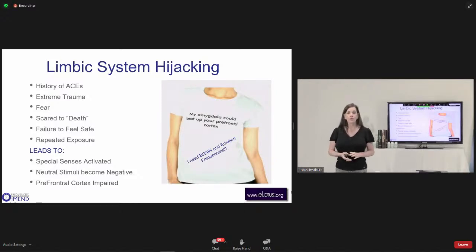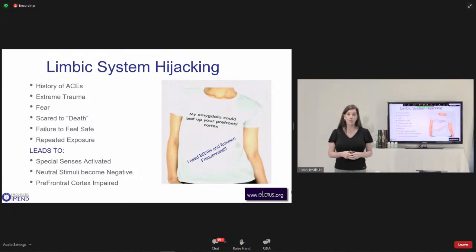We don't get a vote. Our limbic system evolved, and it was designed to keep you alive. And it was designed for threats that were very, very real, that had to deal with, you will die if you're not paying attention to what's going on.